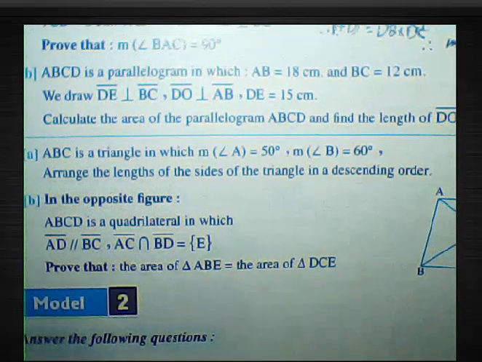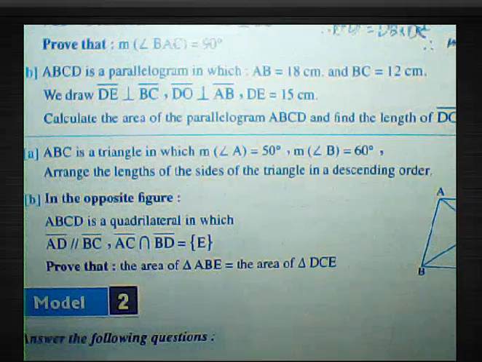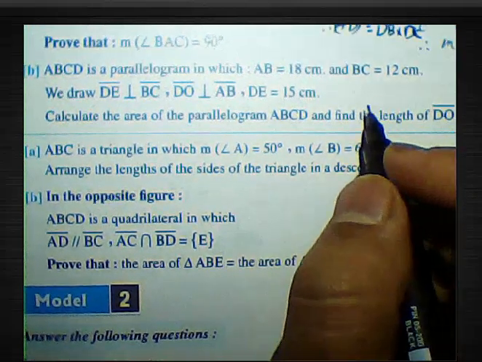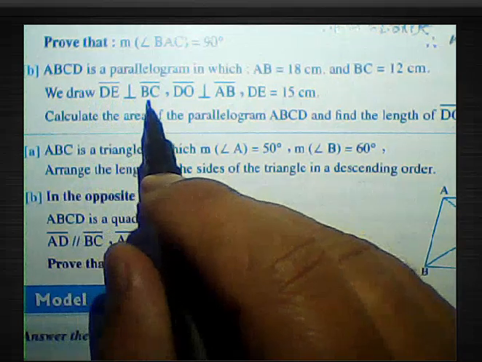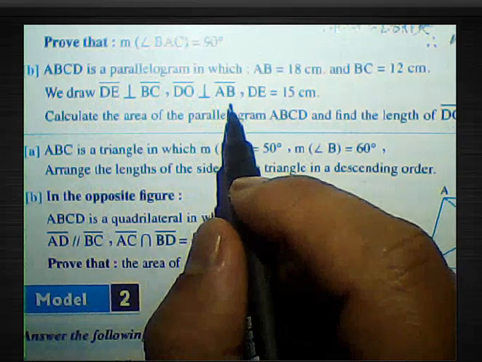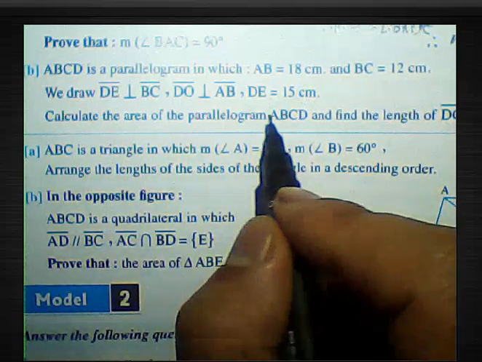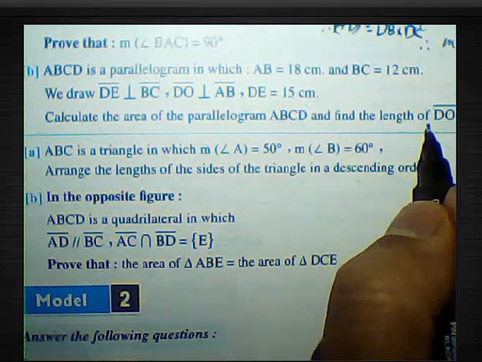Question letter B. ABCD is a parallelogram, in which AB equals 18 centimeters and BC equals 12 centimeters, and we draw DE perpendicular to BC and DO perpendicular to AB, and DE equals 15 centimeters. Calculate the area of the parallelogram and find the length of DO.